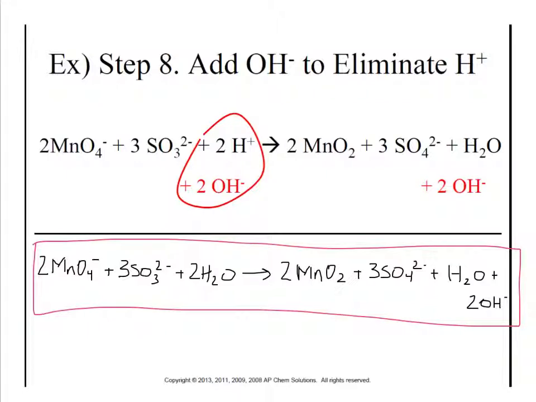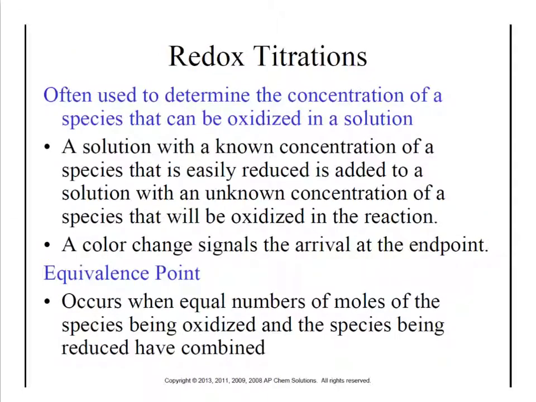And the last thing to talk about real quick is a redox titration. So redox titration is just something you use to determine an unknown concentration of a species that can be oxidized in a solution. So you have a solution with a known concentration, and you have a solution with an unknown concentration, and you add them together until they reach what's called the equivalence point. And the equivalence point occurs when you have an equal number of moles of species that are being oxidized and species being reduced that are combined. And so usually you recognize this because a color change happens, and so that means you've reached the end point.